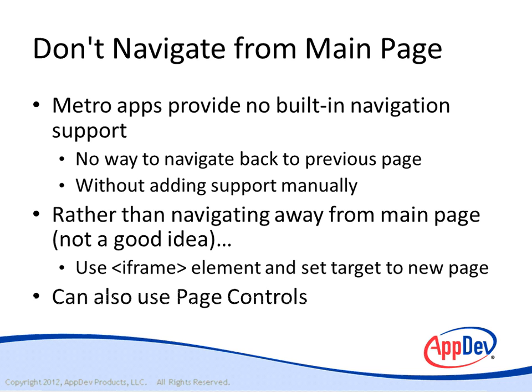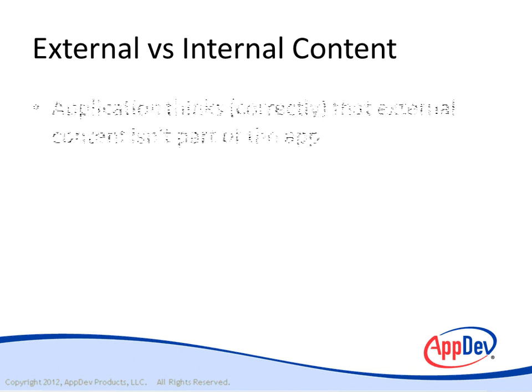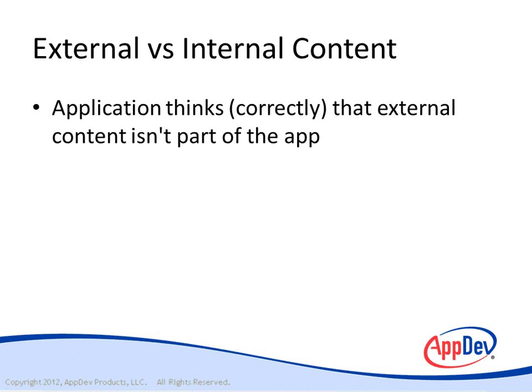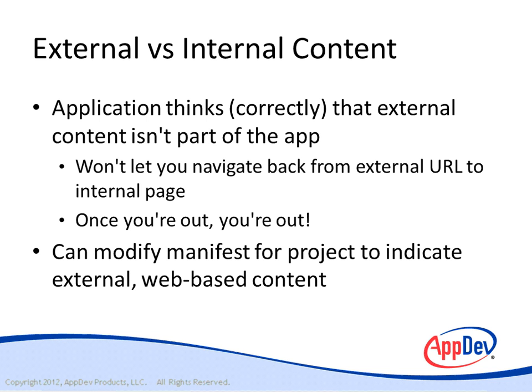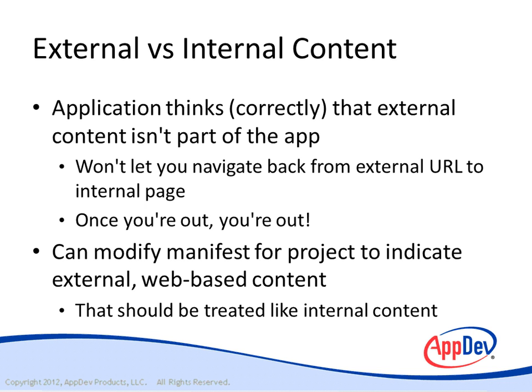Now we can also use page controls, a new feature which we'll cover later in this section. Now I will point out that if you're referring to external content, for example a public web page, the application thinks, correctly, that the external content isn't part of the application, and it won't let you navigate back from an external URL to an internal page. Once you're out of your application, you're out. You can modify the manifest for your project to indicate external web-based content. In this case, it should be treated like internal content. If you examine the manifest, you'll see that you can do this.